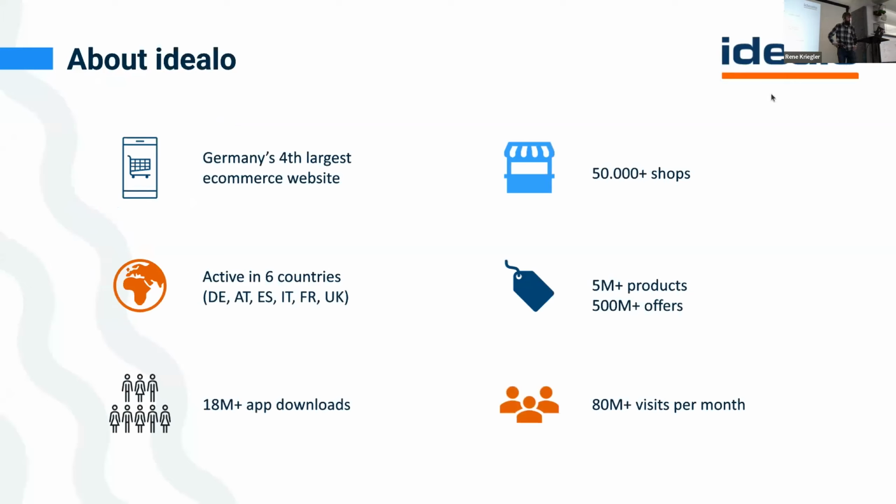So we are Idealo. For the first part of the presentation, I will read slides because it's supposed to be presented by my colleague. We are the fourth largest e-commerce website. We have 50,000 shops on our platform. We are in 6 countries. We have 5 million products and 500 million offers. I will tell the difference later, what products are and what offers are. And then we have 80 million visits per month and 18 million plus app downloads.